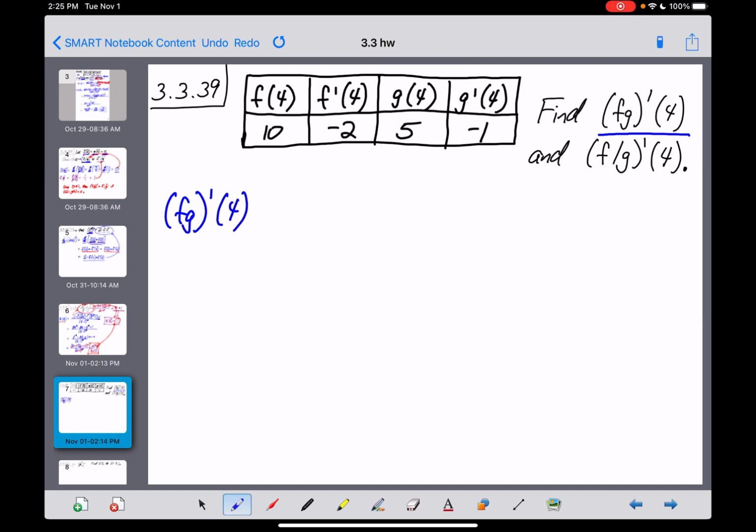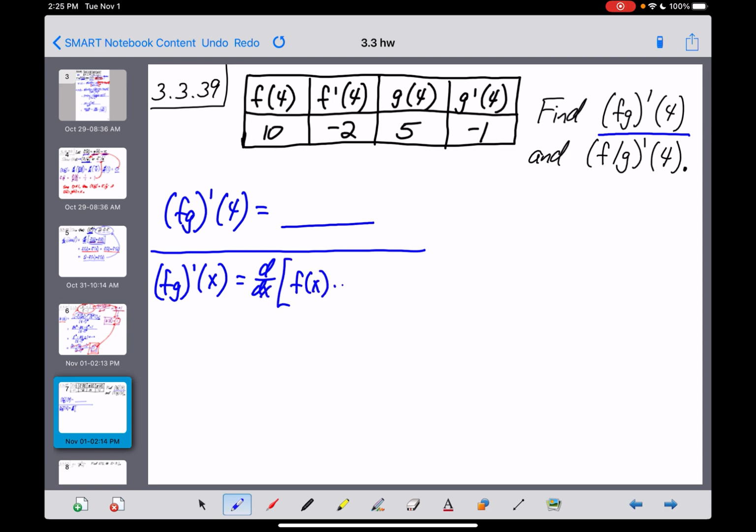What they're asking us to do here is take the derivative of fg of x and then stick a 4 in there eventually. But before I do that, I have to first find the derivative of fg taken with respect to x. Another way to write that would be the derivative with respect to x of f of x multiplied by g of x. So we've got to find our general derivative before we find a specific value of the derivative.